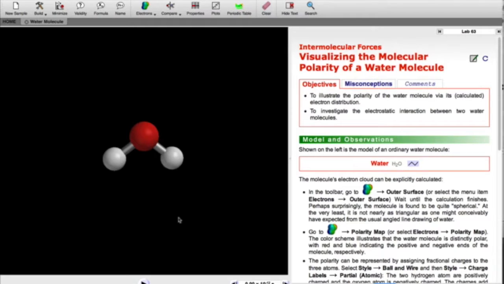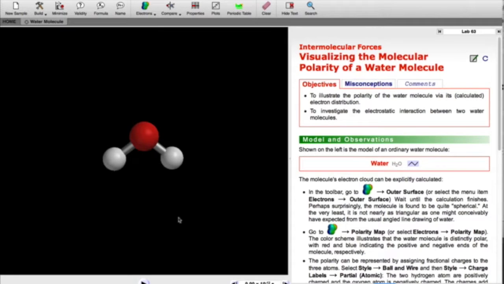So what we have right here on the left is a ball and spoke representation of one water molecule, effectively its own little universe. It's the only thing in our little computational universe on the left. And what we'd like to do is to use quantum mechanics to try and visualize the polarity of the molecule.